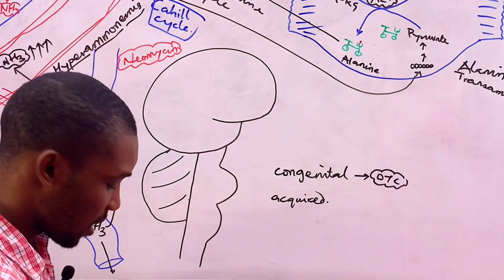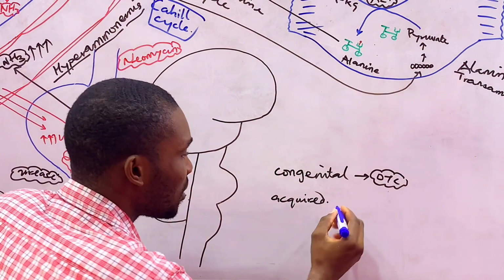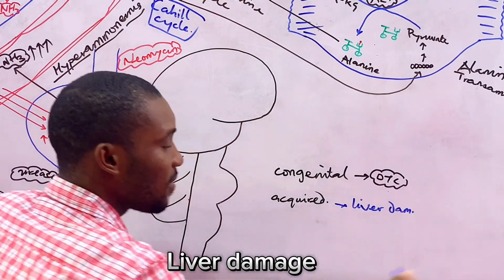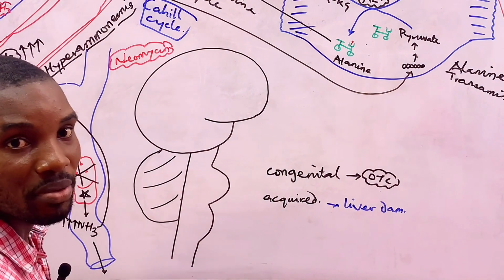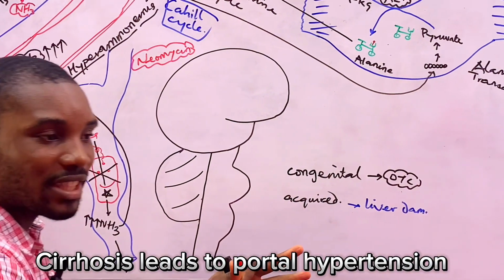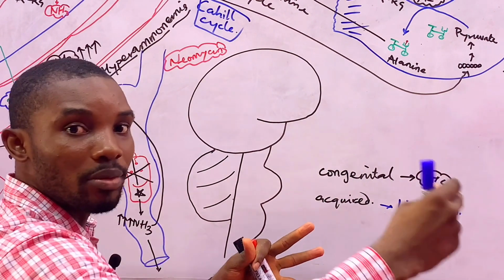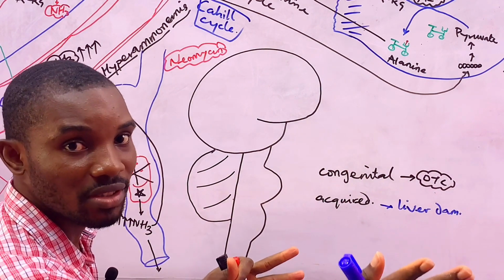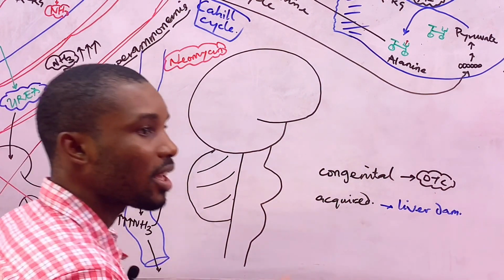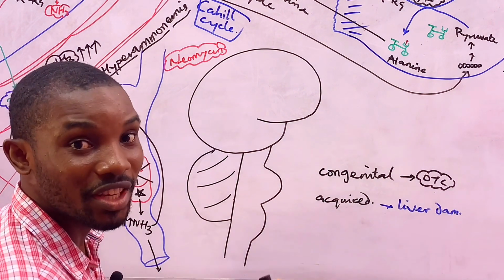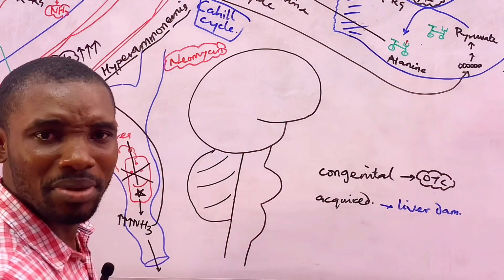Now for the acquired, maybe there could be damage to the liver. Let's say liver damage, and you know in liver damage, what happens? Maybe there is a cirrhotic liver. In cirrhotic liver, there is portal hypertension, and there is now shunting of blood to the systemic circulation instead of going through the liver first. So the ammonia can no longer enter the liver adequately, and then it now shunts into the systemic circulation. And then maybe hepatitis.